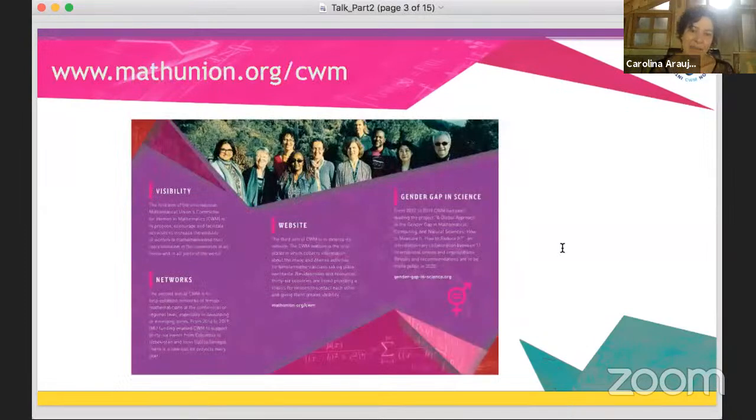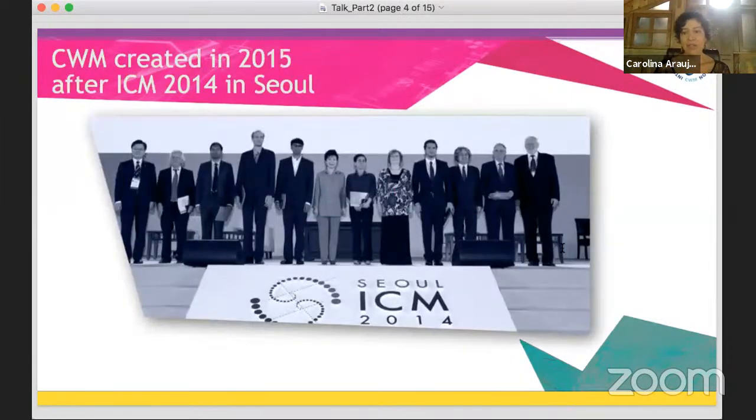As I said, I'm currently vice chair of the Committee for Women in Mathematics. I'm sure many of you are aware of the activities. The Indian Women and Mathematics has been a very good partner of CWM over the years. If you are interested, you can see the website of the committee to see some of our activities. But let me just tell you a brief history of the Committee for Women in Mathematics. It was created in 2015 after the ICM 2014 in Seoul.